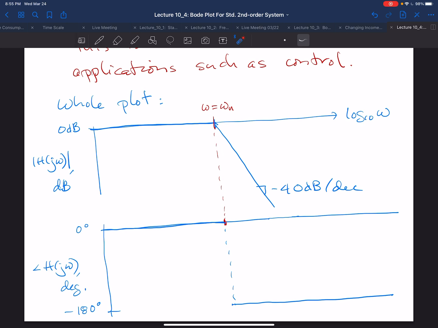There's also, of course, a phase shift, and at low frequencies, well below omega n, that phase shift will be effectively 0 degrees. But as omega approaches omega n, there can be a sudden phase shift. And at high frequencies, the phase shift will tend toward minus 180 degrees. So that is our graphical representation of the frequency response of the standard second-order system.